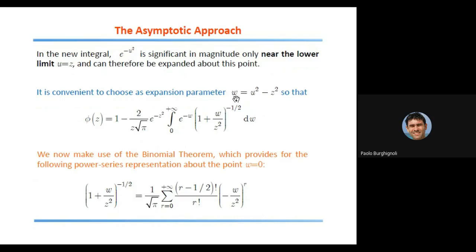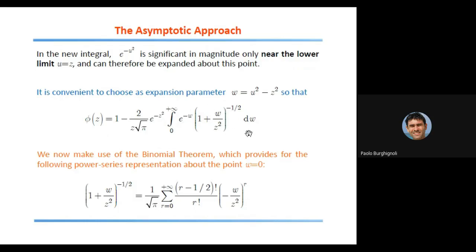So if we choose, for example, as an expansion parameter, the difference between u squared and minus z squared, and we call this new variable w, then we rewrite the integral in terms of this new variable. So this is a simple change of variables. So you end up with this expression in which you can see you can bring outside the integral this e to minus z squared exponential. Then there is also a z term in the denominator. And now the integrand has become a simple exponential e to minus w times 1 over the square root of 1 plus w over z squared. Okay?